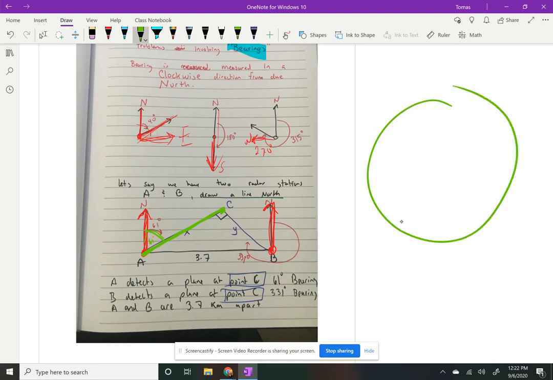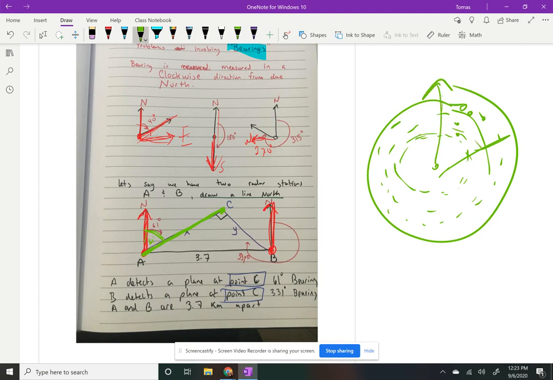It's kind of like those radars that you see in the movies. It's like beep beep beep, and it's always in military movies that they say, oh, there's 5 MiGs coming in, beep, right? So this is north, and the bearing is somewhere in this area. Now there's another station that says that same plane is 331 degrees from its path, right?